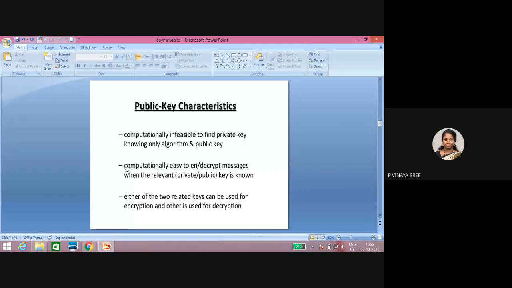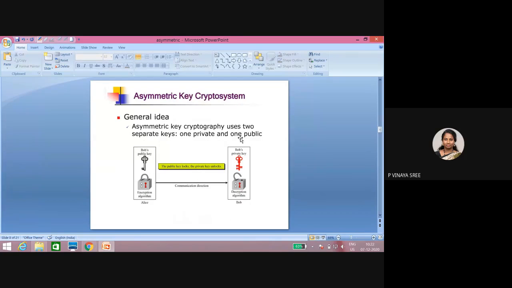Next, it is computationally easy to encrypt and decrypt a message with the relevant public and private key. Either of the two related keys can be used for encryption and the other is used for decryption, as we just discussed. Asymmetric key cryptography uses two keys. One key should be known only to that person, and the public key is distributed. Here Alice is encrypting with Bob's public key, and Bob is decrypting with Bob's private key. What is this? Is it confidentiality or authentication?